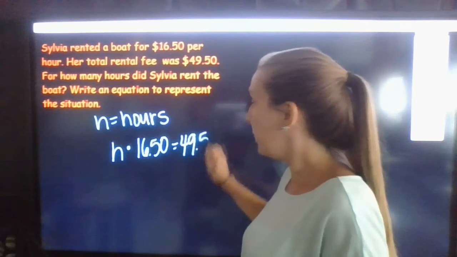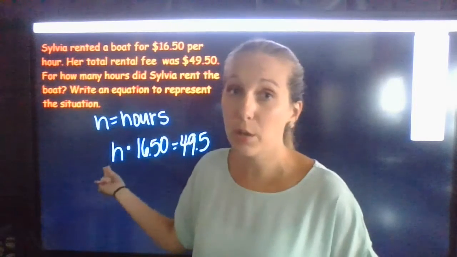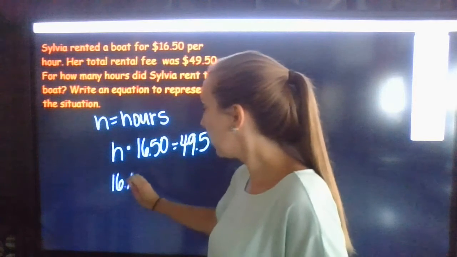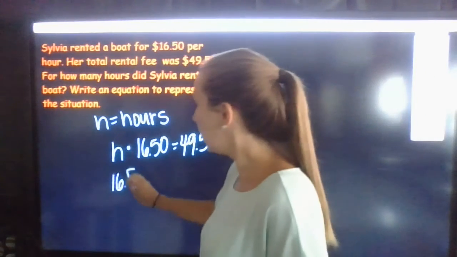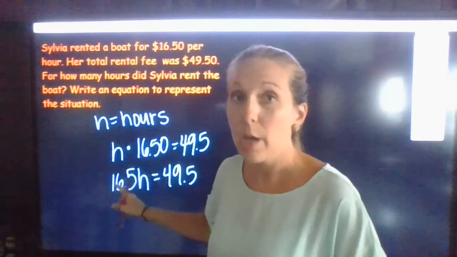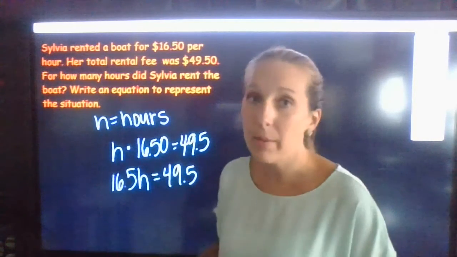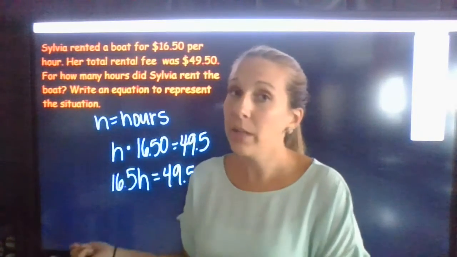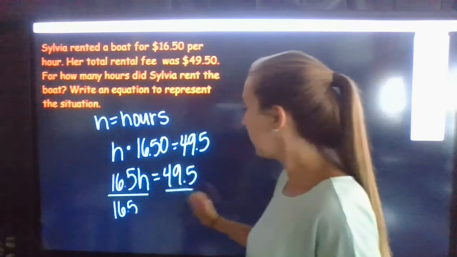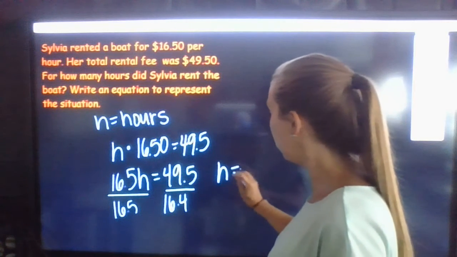to get our total of $49.50. Now, we could write it this way. You could also smush these two together, the variable and the coefficient, and you can put them just like this. So these two equations mean the exact same thing. So 16.5h means the same thing as h times 16.5. Same exact thing. So then we would divide, just like we said a while ago to solve it, we would divide by 16.50 on both sides. All right, so h is going to give us 3 hours.